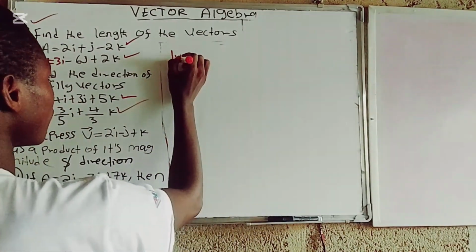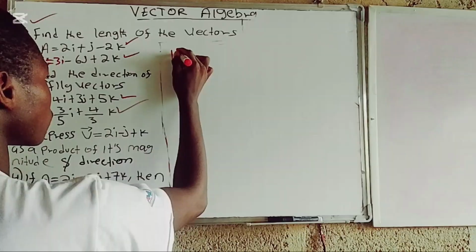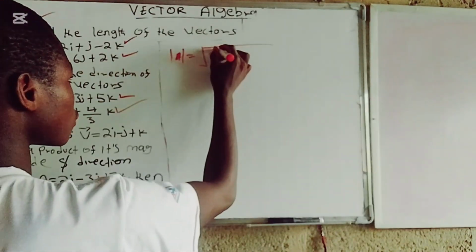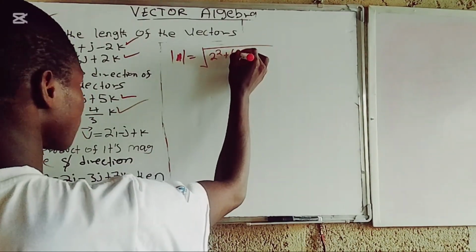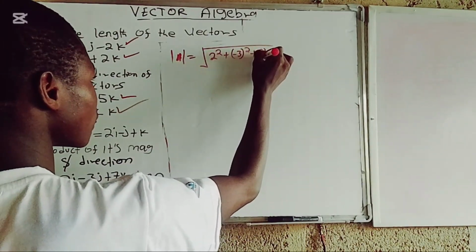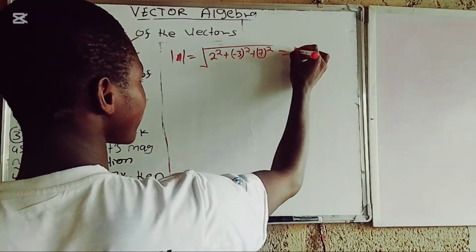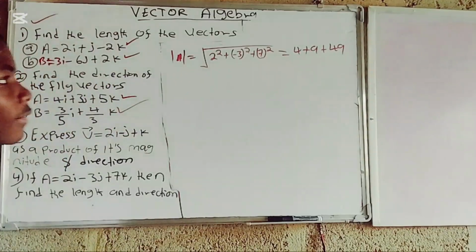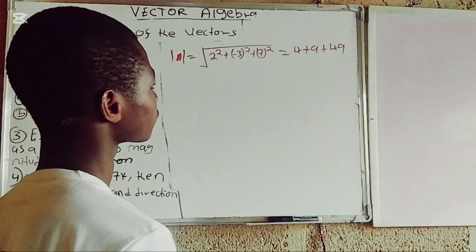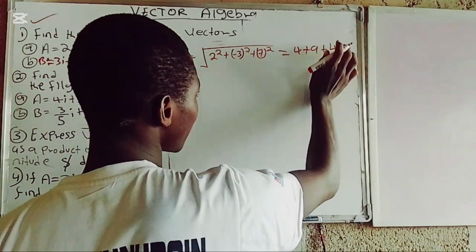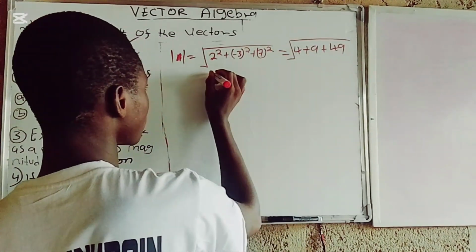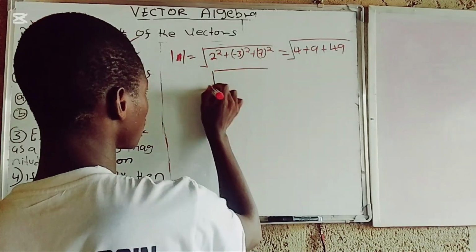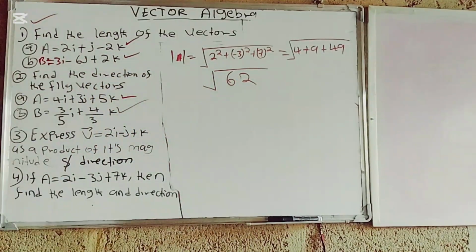So the length, which will now be the magnitude of A, is the same thing as taking the root of 2 squared plus negative 3 squared plus 7 squared, which is the same thing as 4 plus 9 plus 7 squared. 7 squared is 49. So this should now be equal to 4 plus 9 plus 49, which is 62. So this is the magnitude.